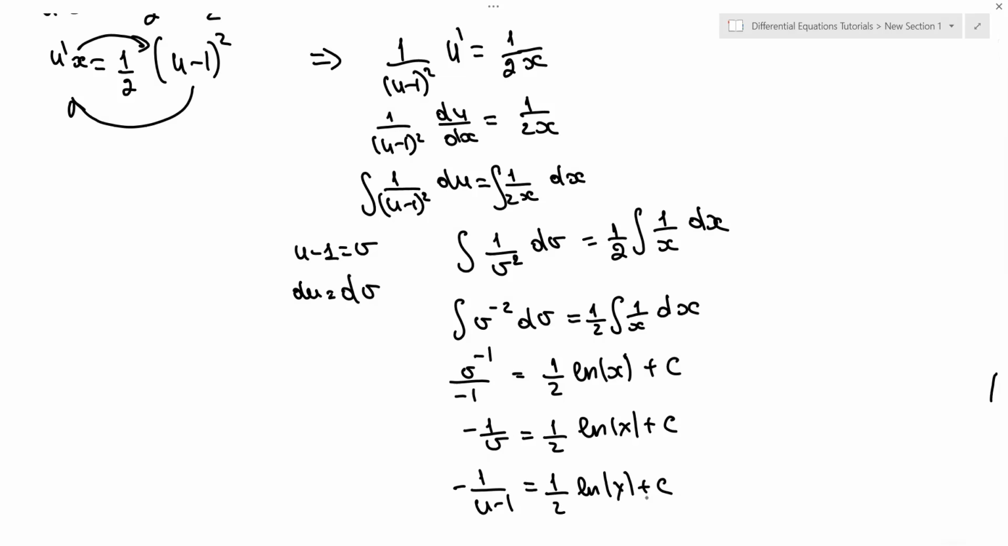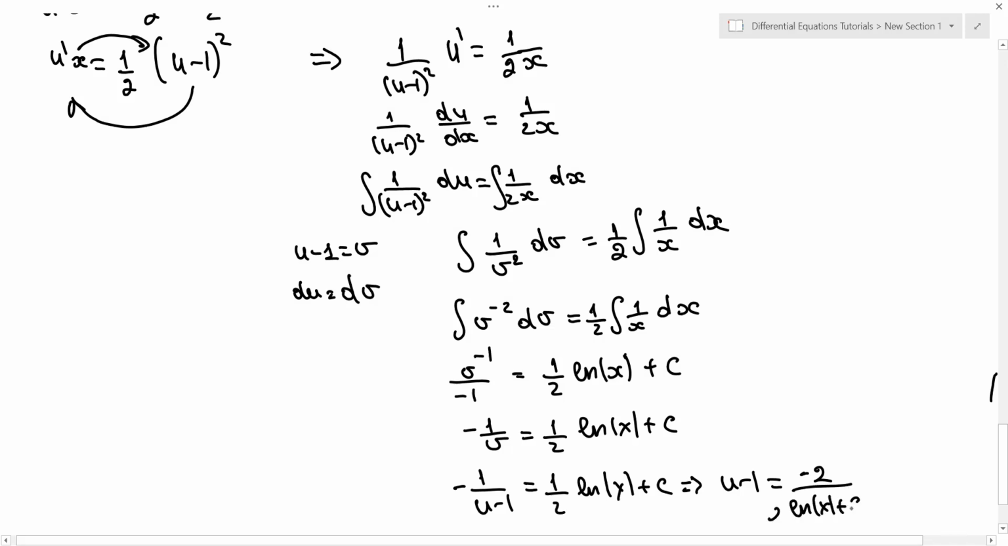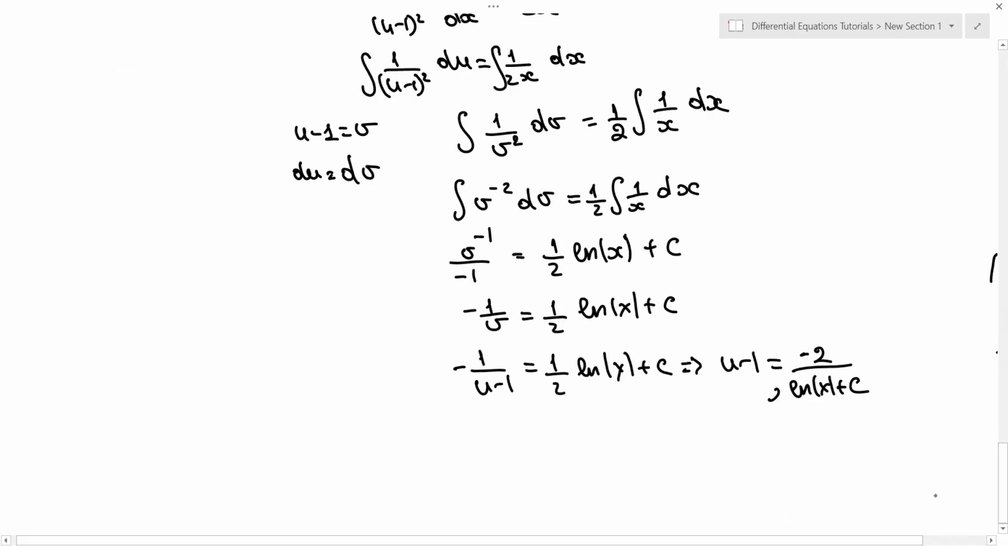So what do we do here? From this, we just turn everything upside down. So we have u minus 1 up here, and of course 2 goes up here with the minus. And this minus 1, we move it here. So it will be minus 2 over ln x plus c. And of course, what we get here is u is equal to 1 minus 2 over ln x plus c.